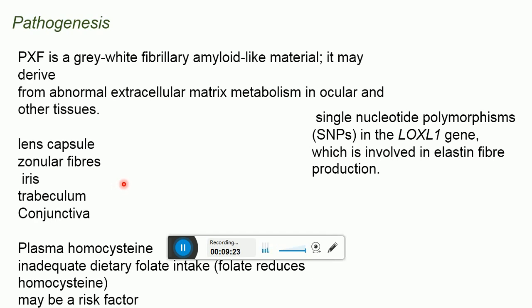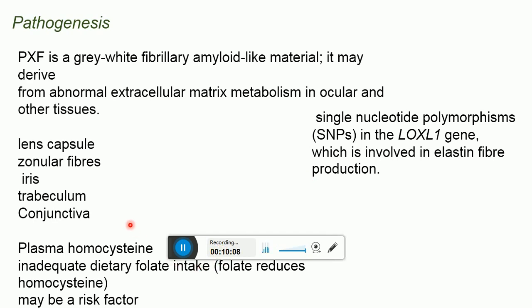Pathogenesis is multifactorial, but in some populations, almost all patients with pseudoexfoliation syndrome have a single nucleotide polymorphism in the LOXL1 gene on chromosome 15, which codes for an enzyme that is involved in cross-linking of tropoelastin and collagen and is therefore important for the formation and maintenance of elastic fibers and extracellular matrix. However, these SNPs are common in the general population, and most individuals with SNPs do not develop pseudoexfoliation syndrome.